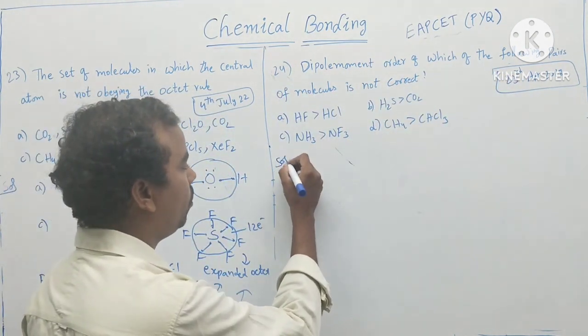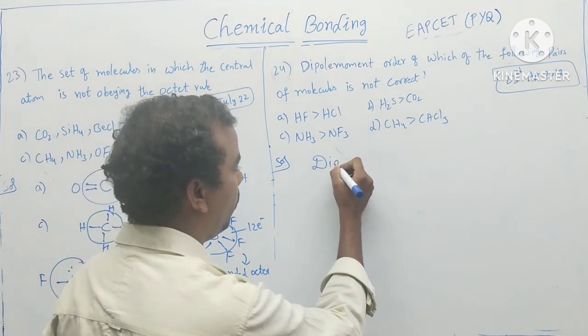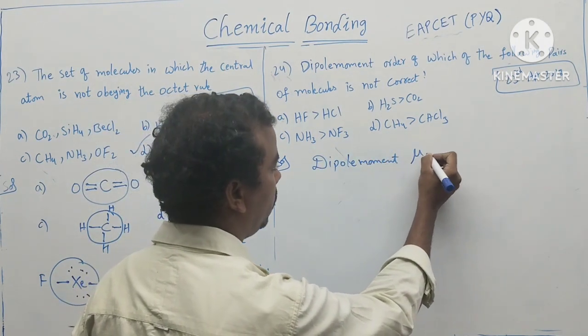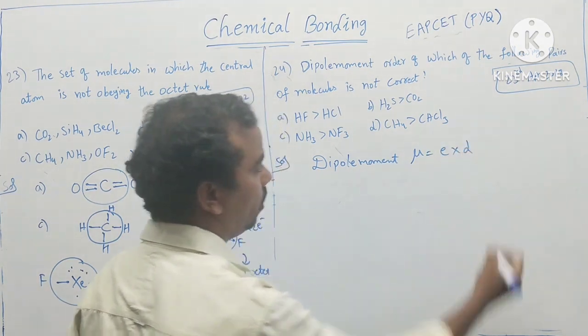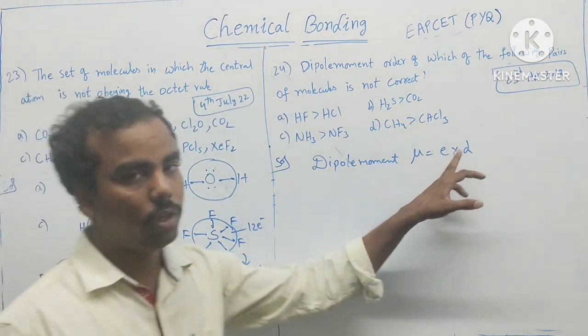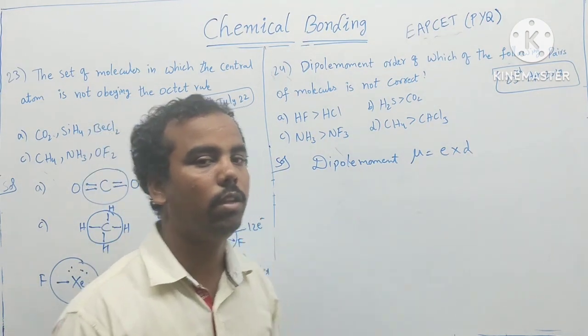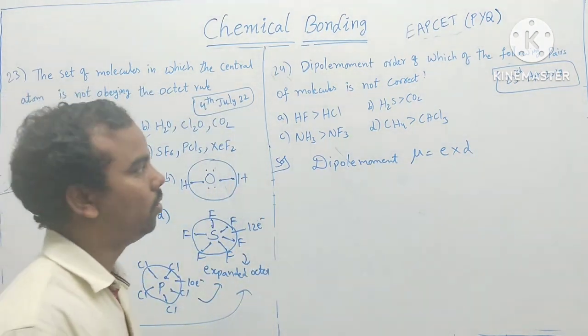So very easy. Dipole moment. We know the dipole moment formula: mu is equal to e into d, where e is the magnitude of the charge and d is the distance between the two charges in a molecule.